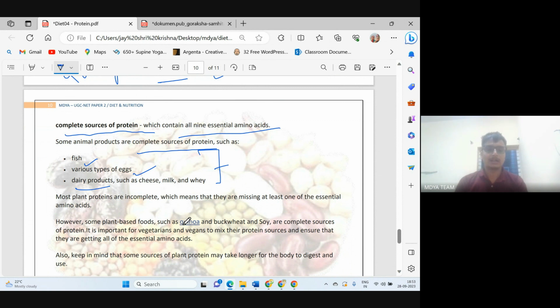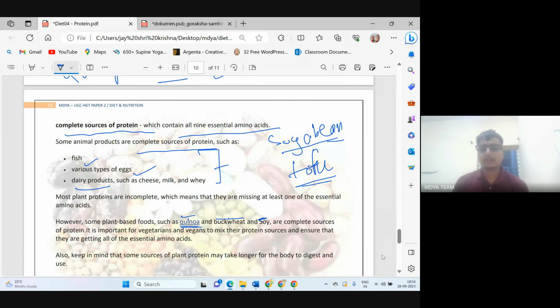First one is quinoa, and it is not very famous in India. It is limited to some communities which are very interested in diet and nutrition. The other ones are buckwheat and soya. So three plant sources contain all the essential amino acids, and these three are complete sources of protein: quinoa, buckwheat, and soya. Soya also includes soya bean, and the paneer which we extract from the soya bean is known as tofu. Just like we extract paneer from milk, we extract tofu from soya milk, the milk made of soya bean. These are complete sources of protein.